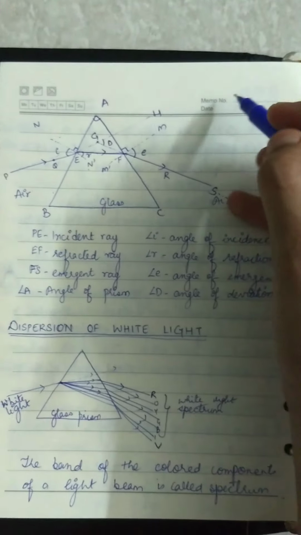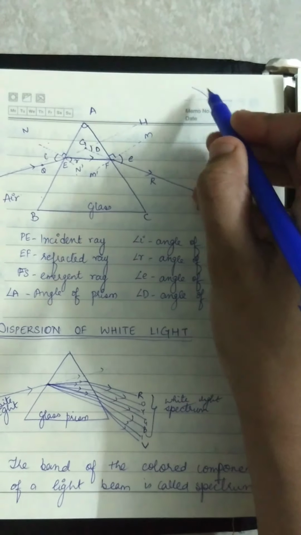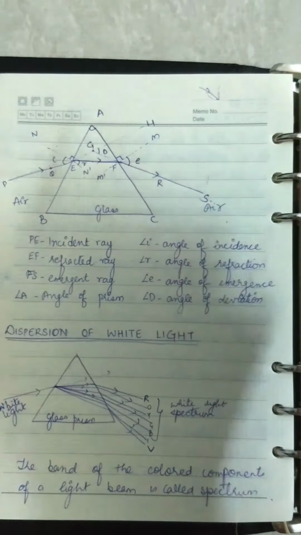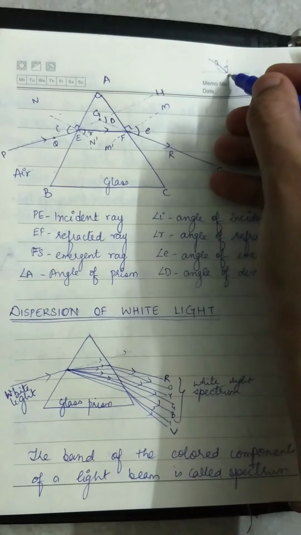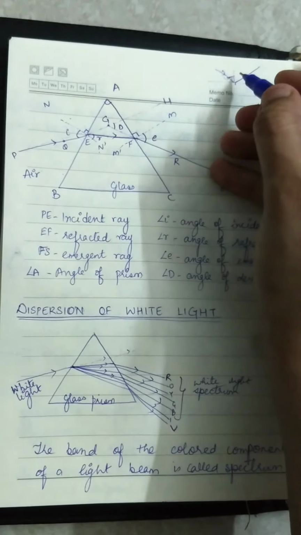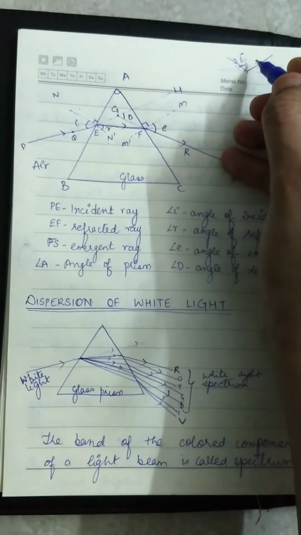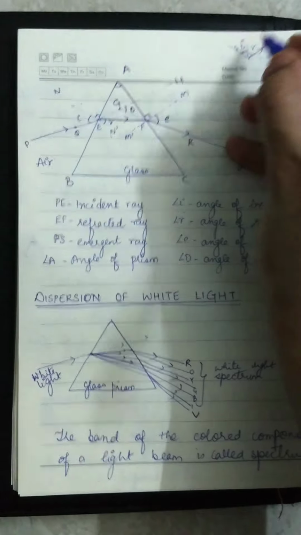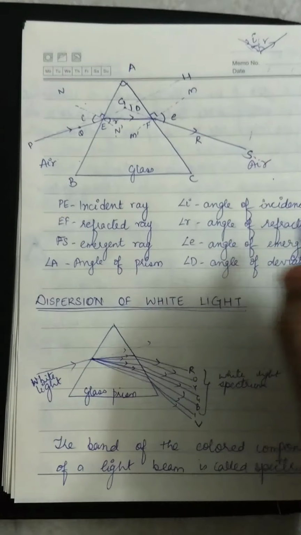We already know the laws of reflection. Here this is the incident ray, and this is the reflected ray. The angle formed between the incident ray and the normal is the angle of incidence, and the angle formed between the normal and the reflected ray is the angle of reflection. Similar is the case here.